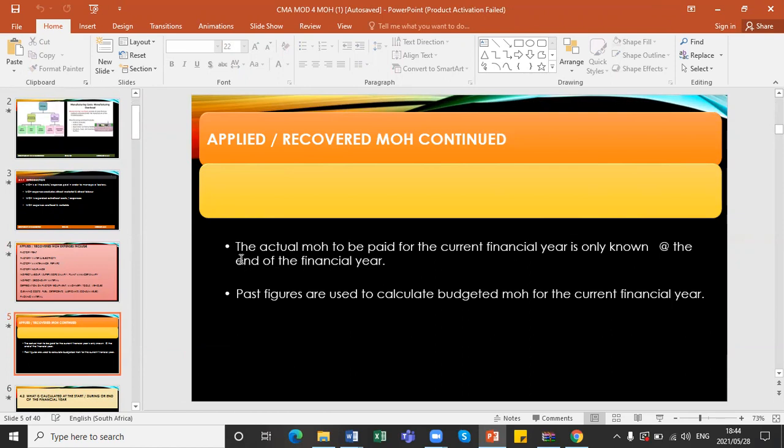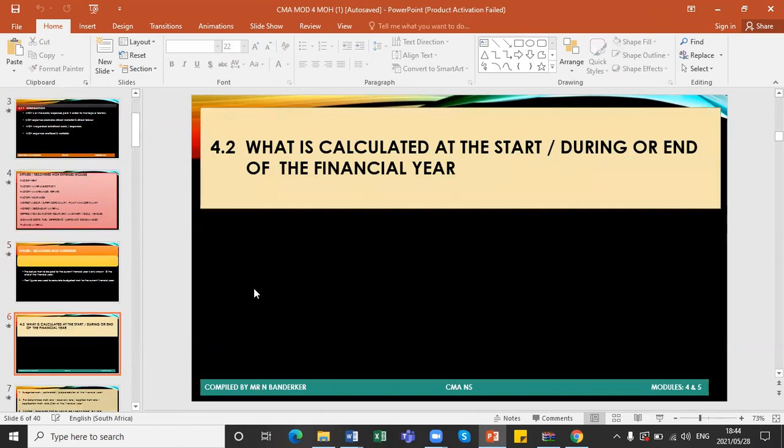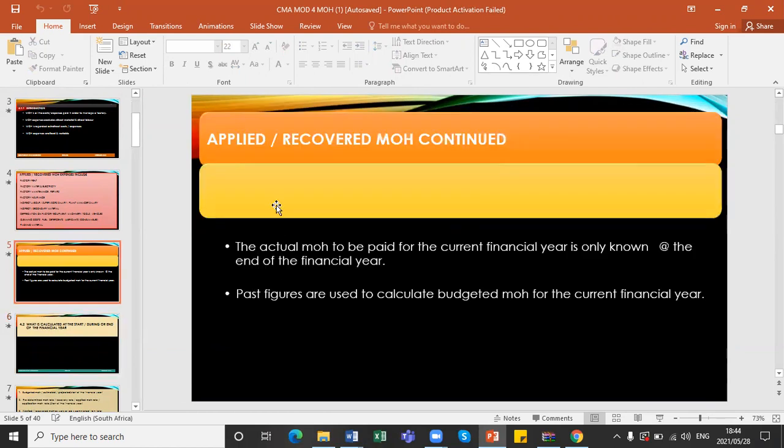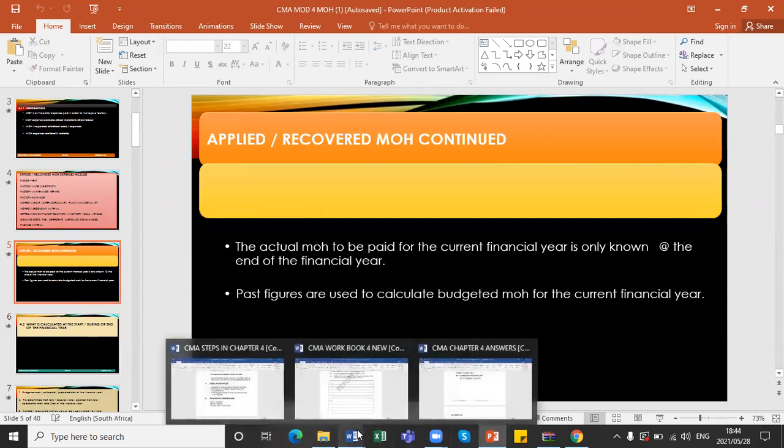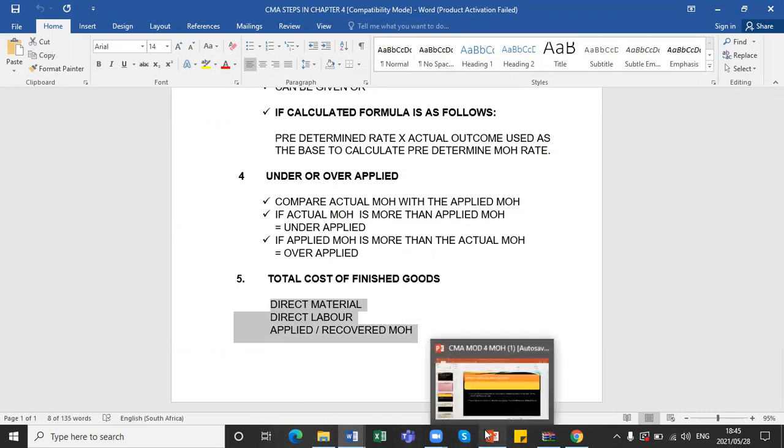Applied overheads. The actual overheads to be paid for the current financial year are only known at the end of the financial year. Now, there are certain things that are calculated at the start, during, or the end of the financial year. Why do we have applied overheads and why do we have actual overheads? When you want to calculate cost of production, you use direct material, direct labor, and applied overheads. You don't use the actual overheads. But I'm going to break it down.